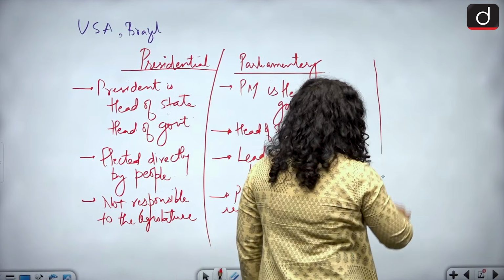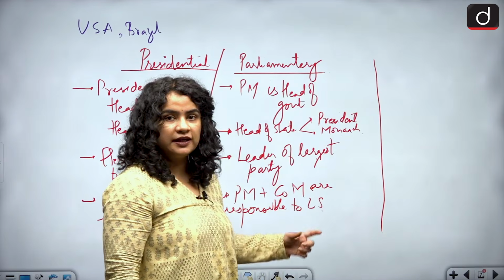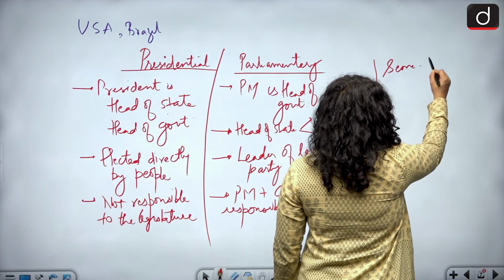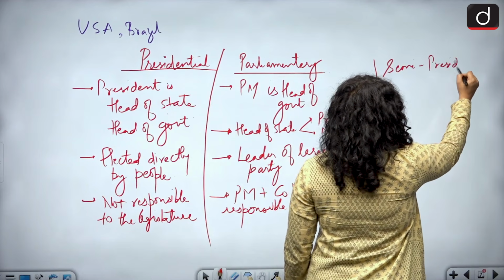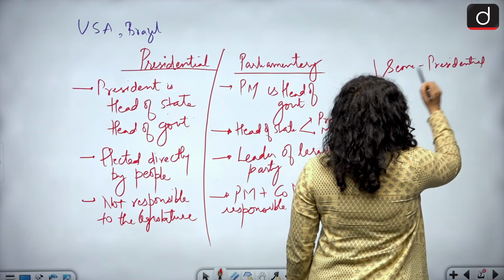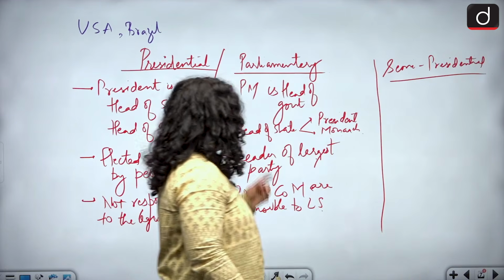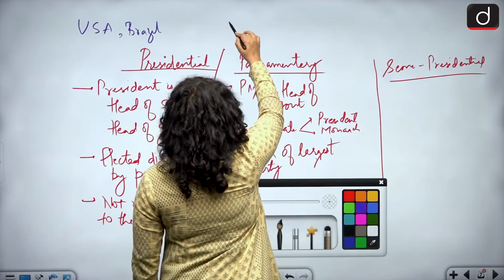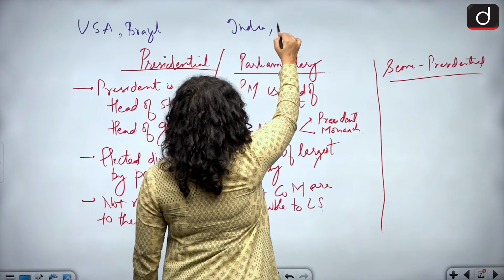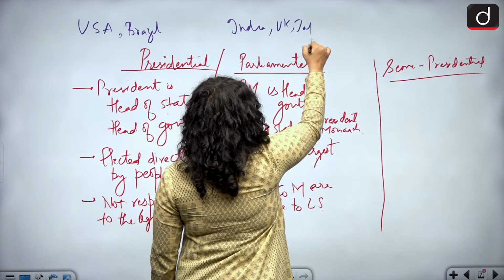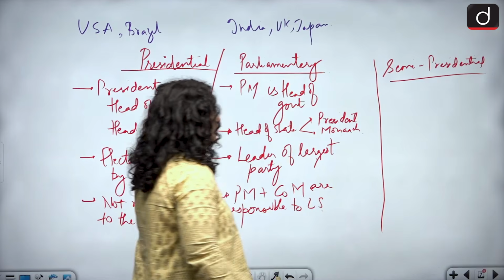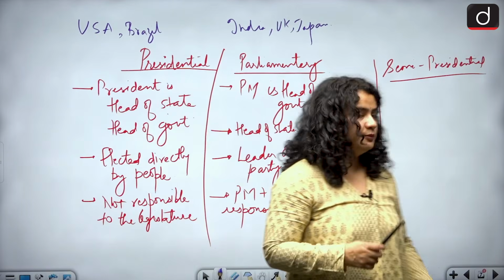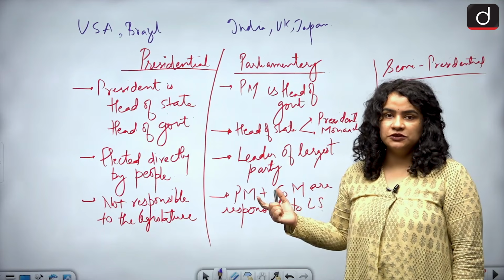Now, there's also a third type that has been mentioned in your book that I'll draw your attention to, and that is the semi-presidential form of government. What are the examples of parliamentary forms of government? Very simple. India, UK, Japan. You can even count Germany here. In Germany, the prime minister is replaced by the chancellor, and of course, there's also a head of state, which is the president.